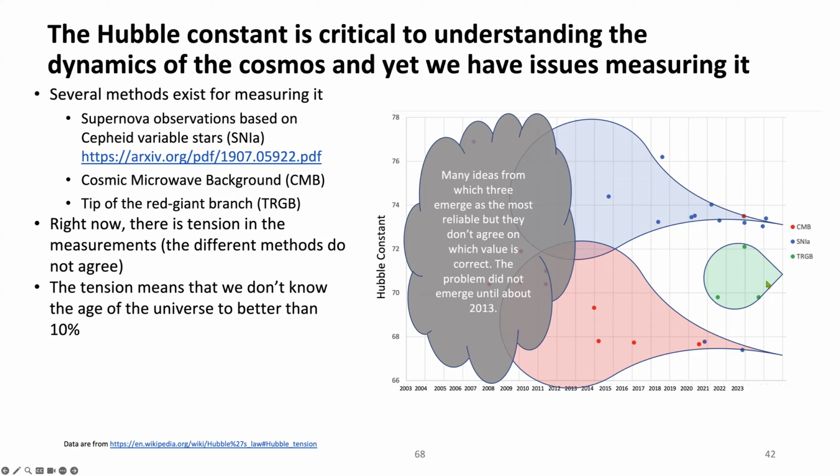And then this green area, this data that's here, comes from yet another thing. It comes from the techniques related to the aging of stars.